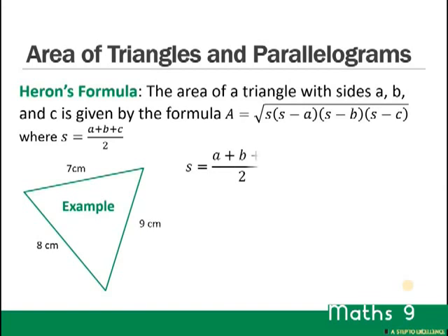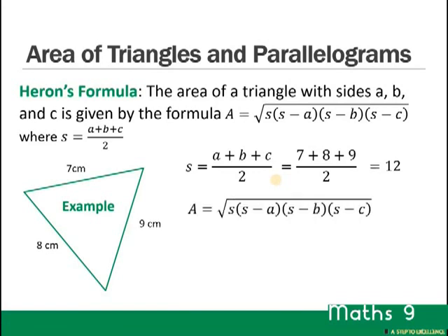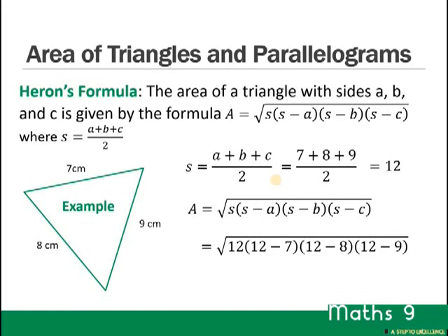Here's an example. First of all, to work out the area of this triangle, we need to find s, which is a plus b plus c over 2, or 7 plus 8 plus 9 over 2, which is 12. Then we can use the formula A is the square root of s times s minus a times s minus b times s minus c to get that the area is the square root of 12 times 12 minus 7 times 12 minus 8 times 12 minus 9, which is the square root of 12 times 5 times 4 times 3, which is 26.83 centimeters squared.